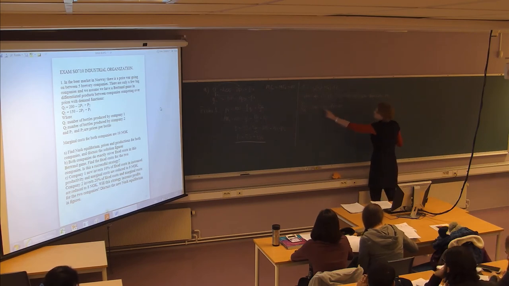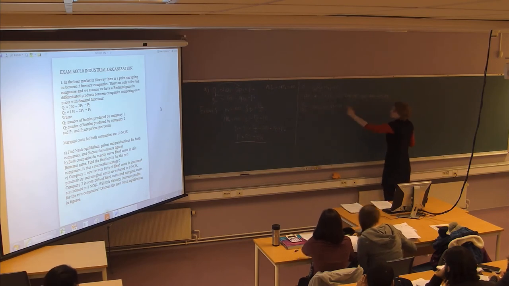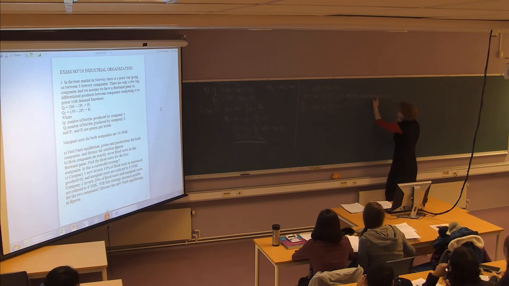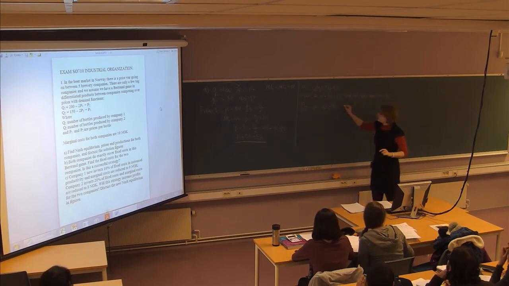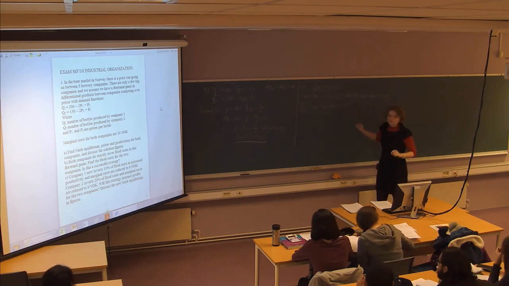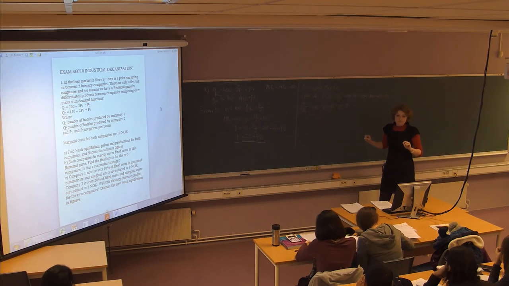This is equal to 200, this is 4p1, this is p2, because now it is constant, it's not a variable, only this is variable. This is 0, this is 20, this is 0, right? So how do I find the maximum? I equate the derivative to 0, right?